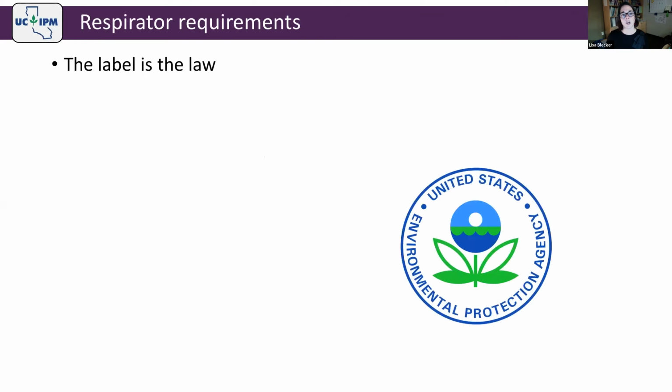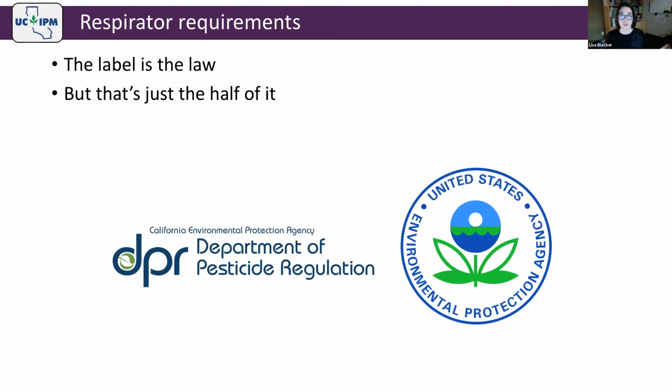Okay, so we all know this. The label is the law, but that is just the half of it. Okay, so a label is a federal document, and it is the basic. It is the most minimal. It is the minimal that we do to use the pesticide correctly. In California, we have additional protections, additional laws, regulations, and one of those is section 6739 of Title III. I am not talking about Title VIII. That's completely different. So I'm just talking about respirators for pesticide use.